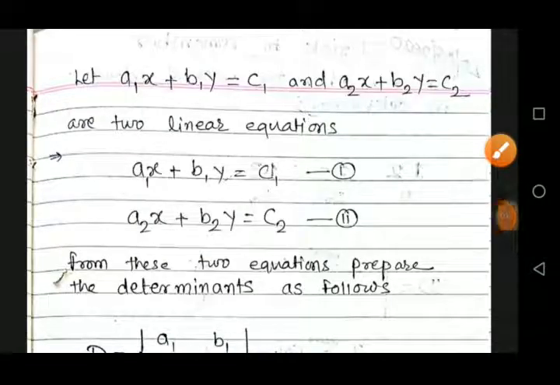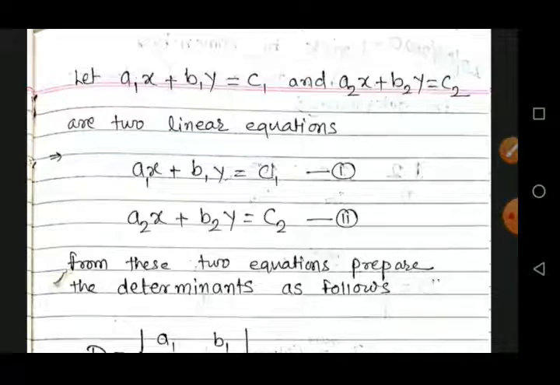Here are two equations. Let a1x plus b1y is equal to c1 and a2x plus b2y is equal to c2. These two are linear equations in two variables. Together we call them simultaneous equations. a1, b1, a2, b2 are the coefficients of x and y respectively in the two equations. c1 and c2 are the constants. I am writing the equations one below another. a1x plus b1y is equal to c1, number 1 to this equation, and a2x plus b2y is equal to c2, number 2 to this equation.